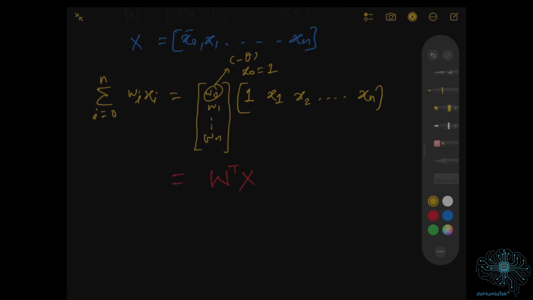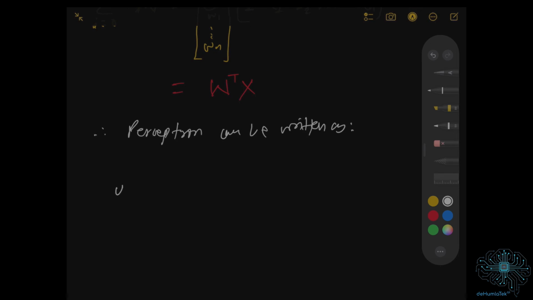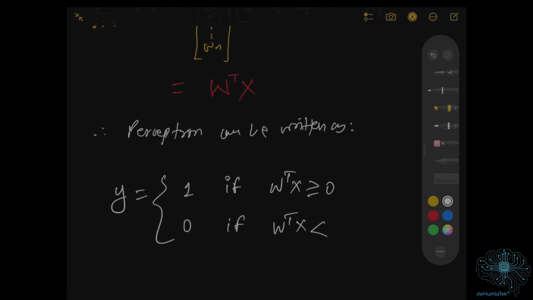Now the perceptron can be written in vectorized form. y equals 1 if w transpose x is greater than 0, and the neuron doesn't fire if this dot product of the weight and the input is less than 0. So this is the refined perceptron model.